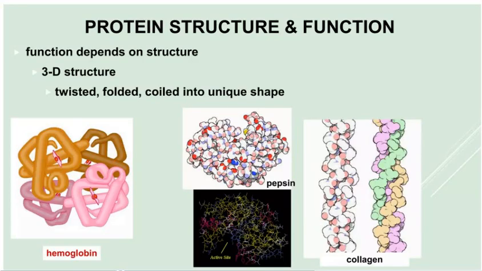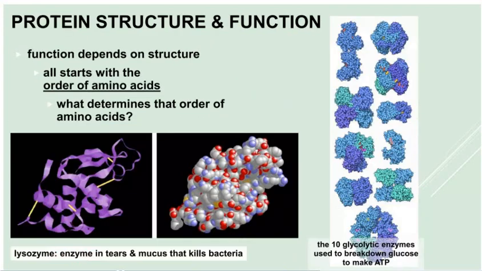So protein structure and function. Function depends on the structure. 3D structure, twisted, folded, coiled into the unique shape. Protein structure and function. Function depends on the structure. All start with the order of amino acids. What determines that order of amino acids? Lysozyme, enzyme in tears and mucus that kills bacteria.